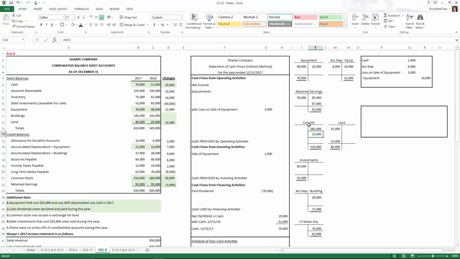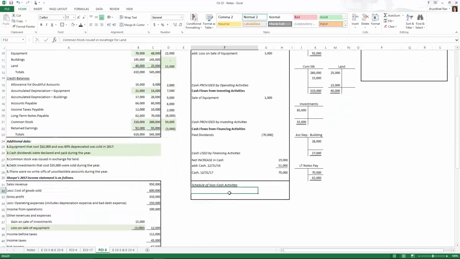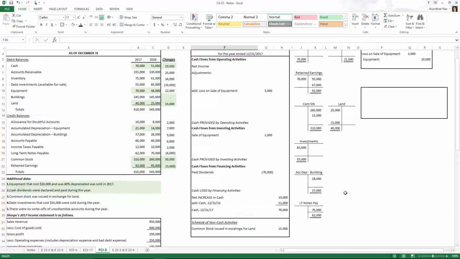Okay. Common stock in exchange for land is a non-cash activity. So I'll put that down over here. Common stock issued in exchange for land, $15,000. So if I had to do a journal entry, it would be land debit, common stock credit, $15,000.